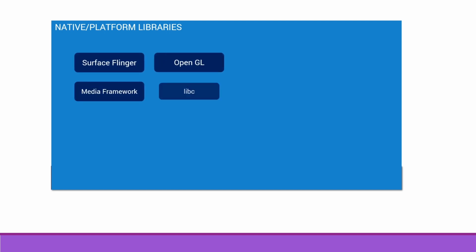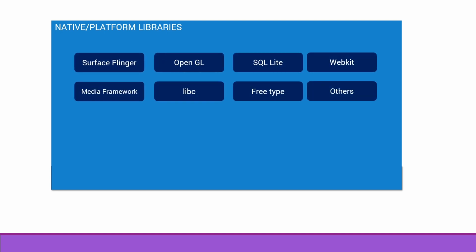The next layer, native or platform libraries. This layer provides essential functions to the operating system and applications. The platform libraries include various C++ core libraries and Java-based libraries such as Surface Flinger, OpenGL, SQLite, WebKit, Media Framework, libc, FreeType, and more. Let's see each of these libraries in detail.